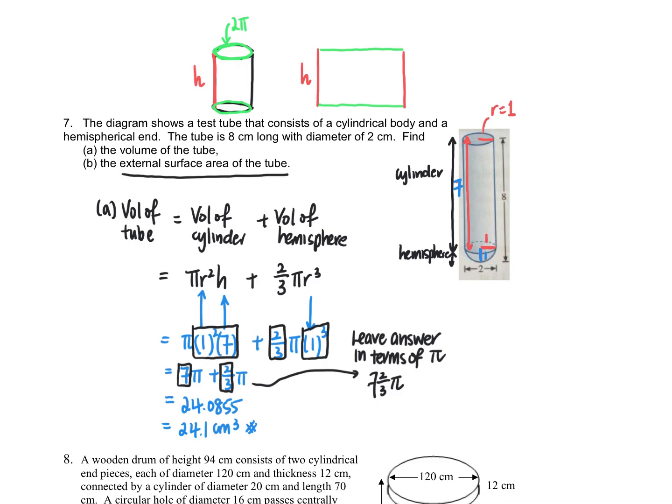2 pi r or pi d. You all remember that? In primary school, you learn the circumference of a circle is 2 pi r or pi d. So this line here is 2 pi r. So how to find the curved surface area? It is 2 pi r times h. Okay?